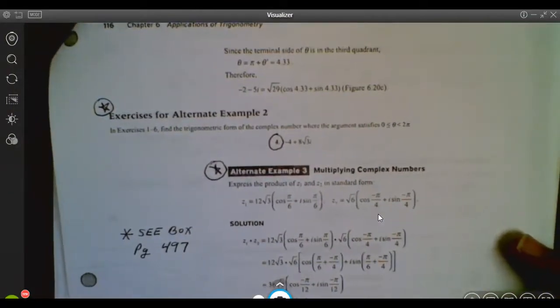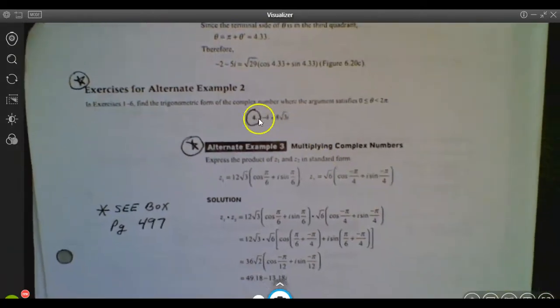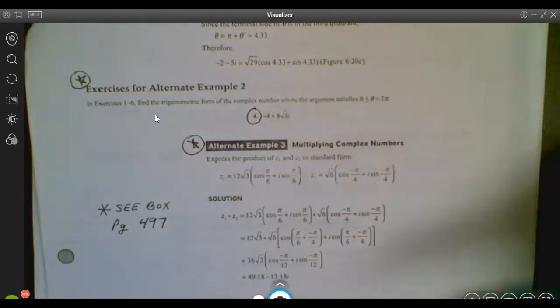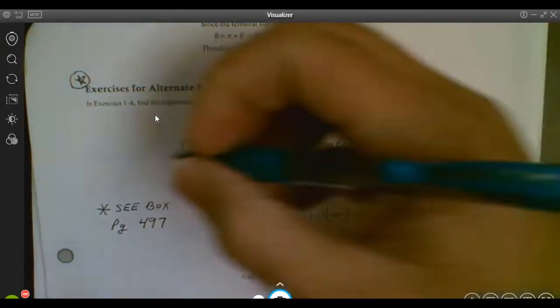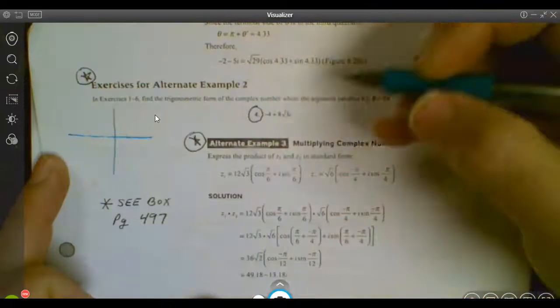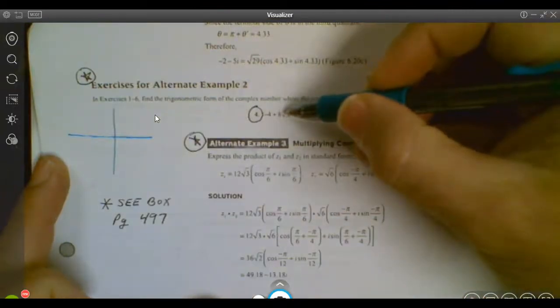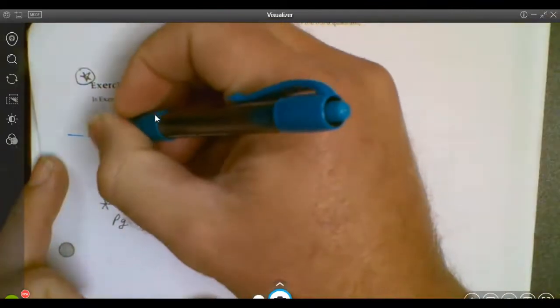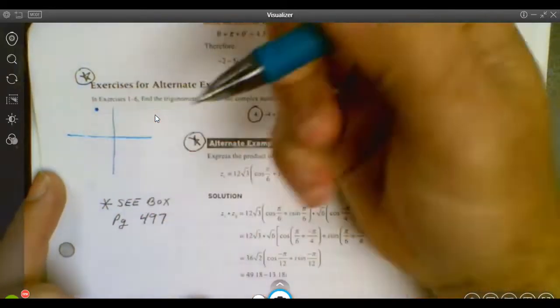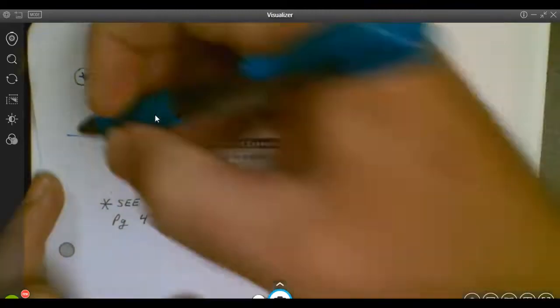Let's practice one. If you want to give one a shot, go ahead and try number 4 here. I'm looking at negative 4 plus 8 root 3 i. And the i is not under the radical, technically, so you can see that as 8i root 3. It always helps to view this in terms of what quadrant we are in. If I went left 4 and up 8 root 3, I can see that would put me in quadrant 2. That's just something we're going to keep in mind here.